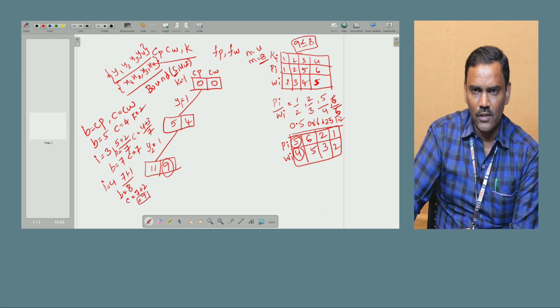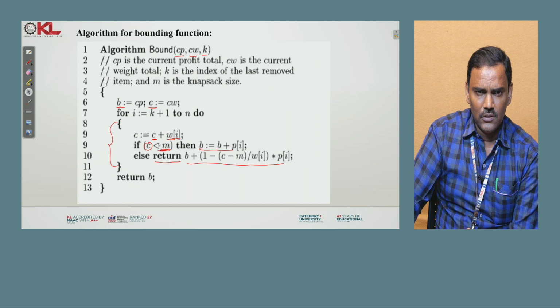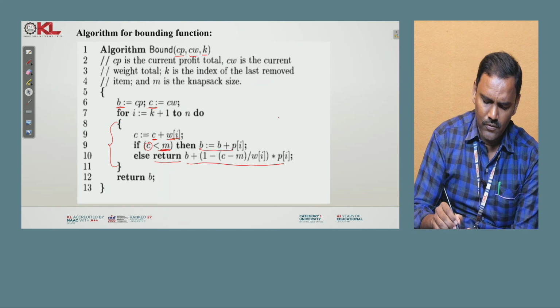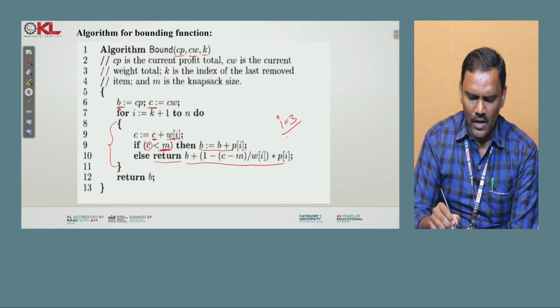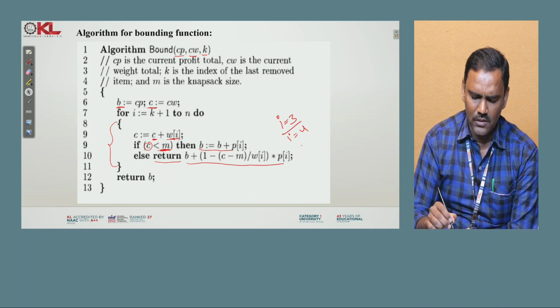Whenever you are getting this, here if C less than M means, then we will do that one. Previously for I equal to 3 we had the value less than. For I equal to 4, if you see, the C value is going to be 9 and the M value is going to be 8. That means we are going to go to the else condition.